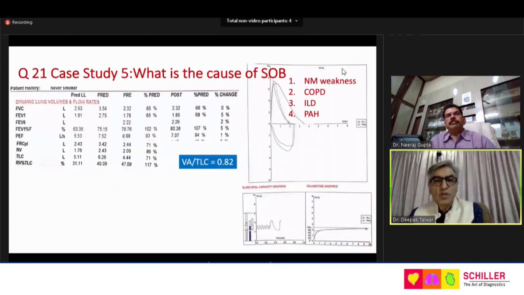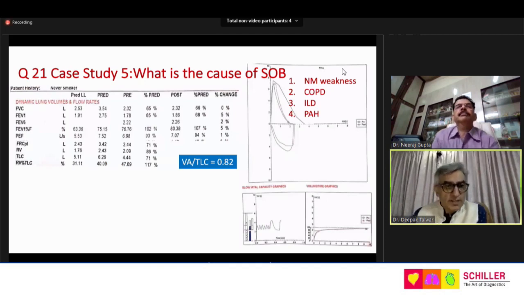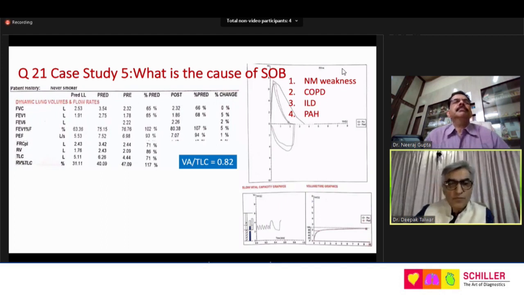And that brings us to the last case, which is the case in which I think we are showing you the spirometry lung volumes. And so you can take it. Sorry. What happened?